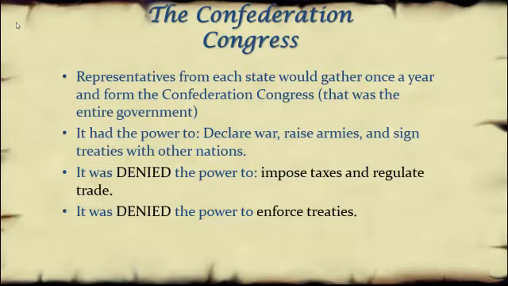And this government could not tax or regulate trade. And if you can't impose taxes, well, you can't raise any money. So you'll see this is going to be problematic. And also, it was allowed to make treaties, but it didn't have the power to force the states to go along with those treaties.